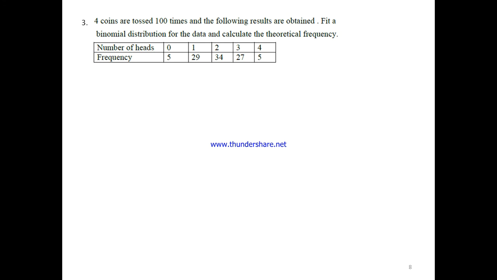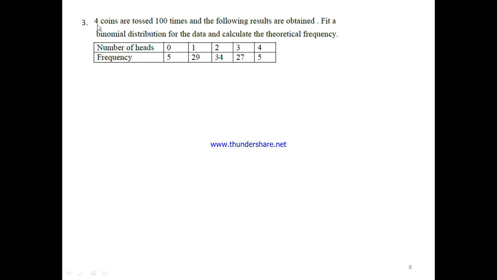Let's move on to the next one. In this problem, 4 coins are tossed 100 times and the following results are obtained. Fit a binomial distribution for the data and calculate the theoretical frequency. And the given results are the number of heads and the frequency.